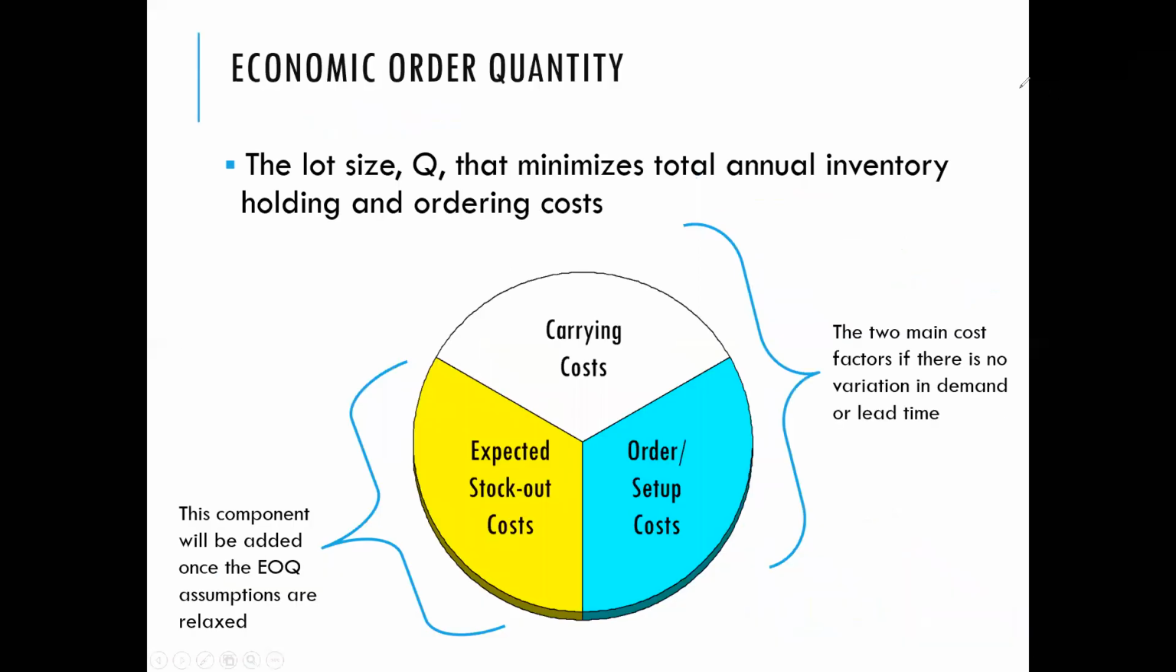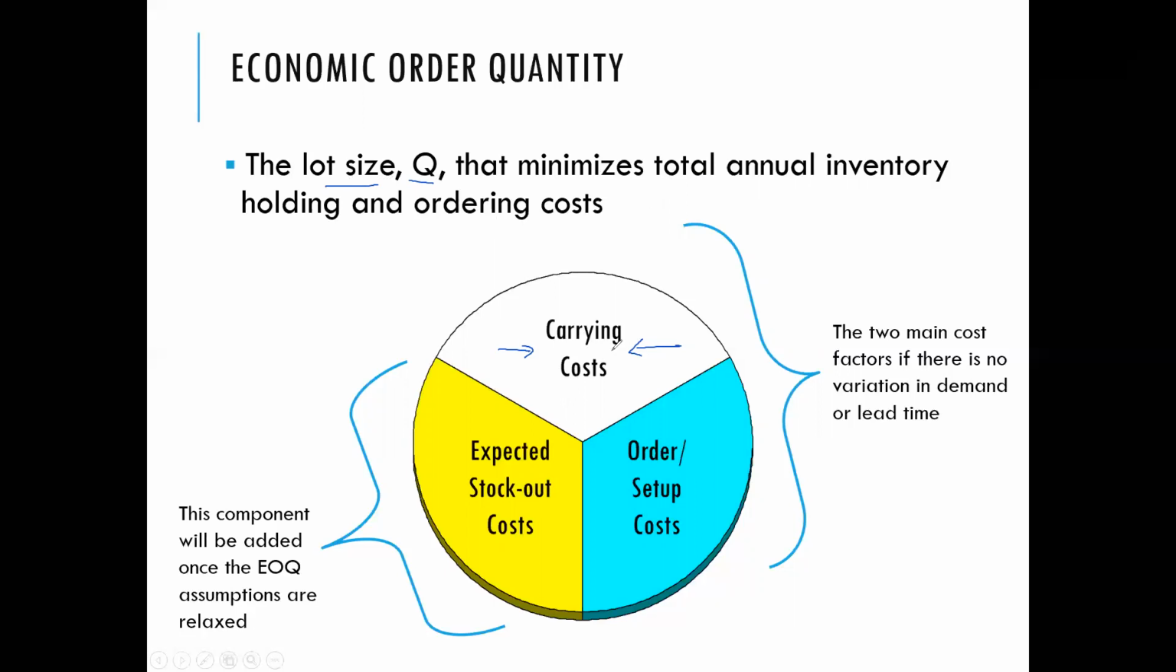Now, as I said earlier, the economic order quantity model, the EOQ model, gives us the lot size Q that minimizes our total inventory cost. Generally, when we talk about inventory costs, it has three big heads. One component of inventory cost is the cost of carrying inventory.